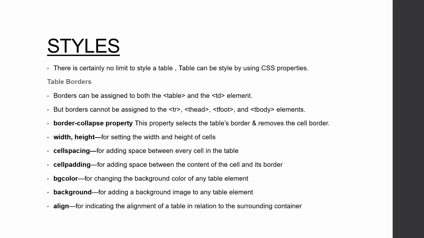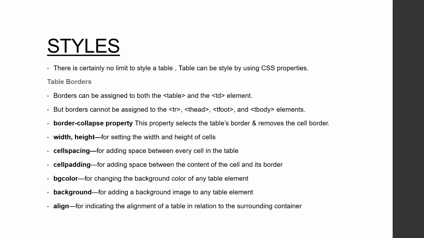So border collapse property. This property selects the table's border and removes the cell border. Next, width and height. They are used for setting the width and height of the cells. Cell spacing, for adding space between every cell in the table. And cell padding, for adding space between the content of the cell and its border.